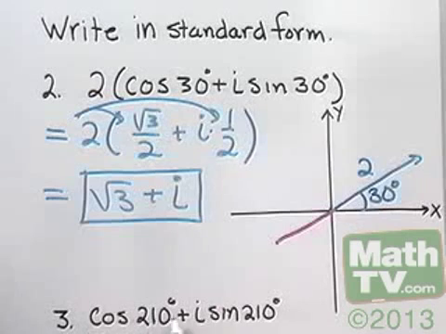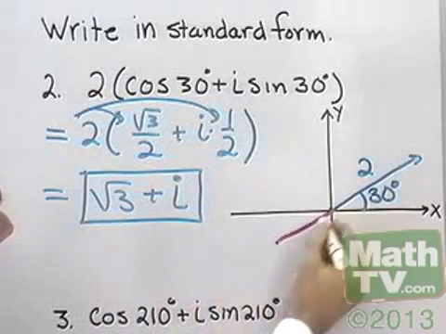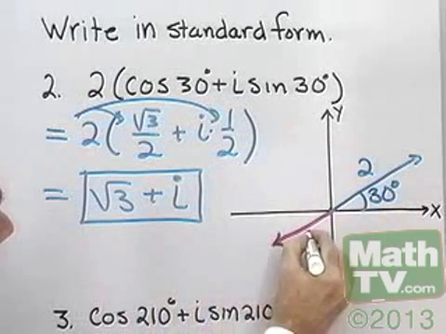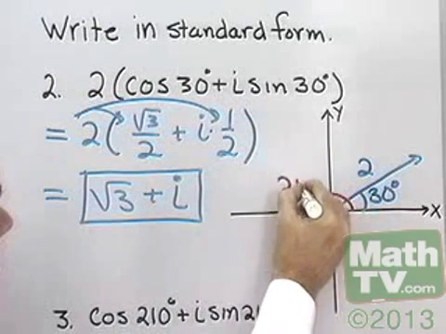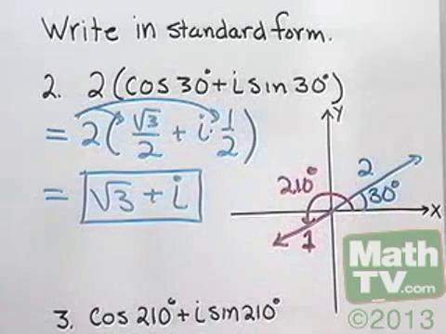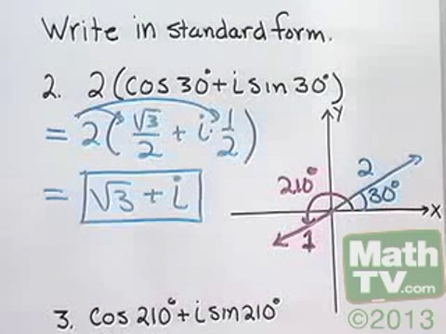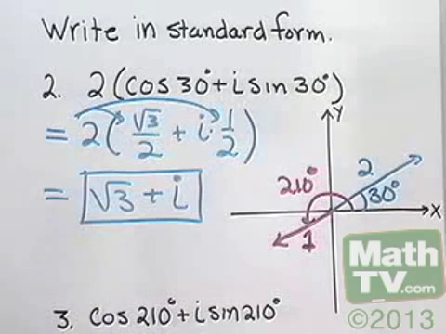And this has a modulus or absolute value of 1, so I'll make it half as long as that one. So it has a length of 1. And this angle right here is 210 degrees. So if I want to write this now in standard form, I'll simply look these up.